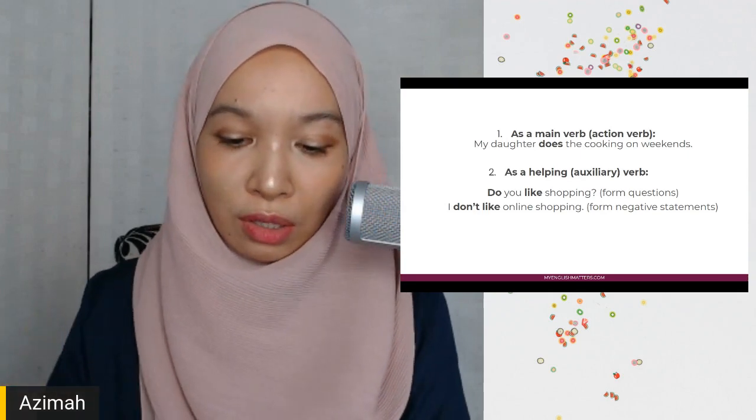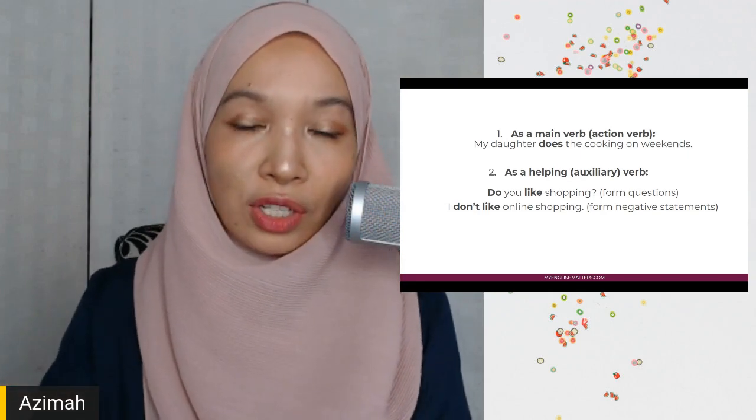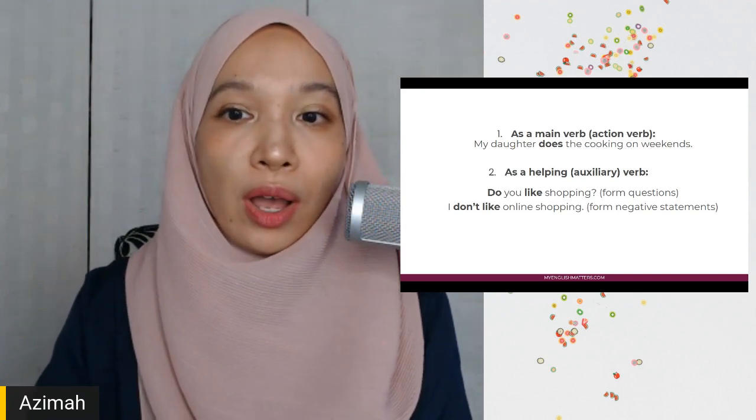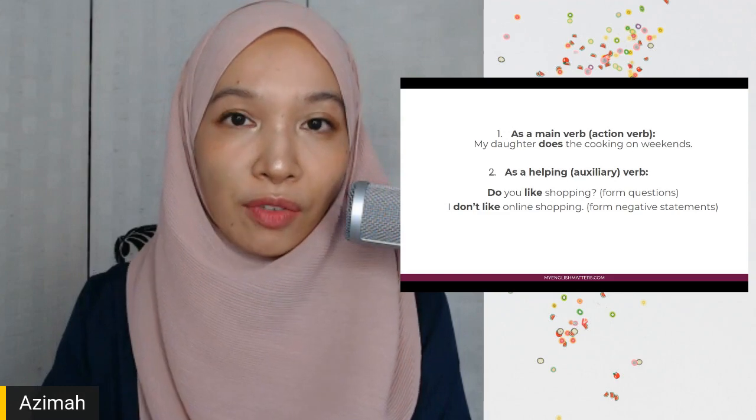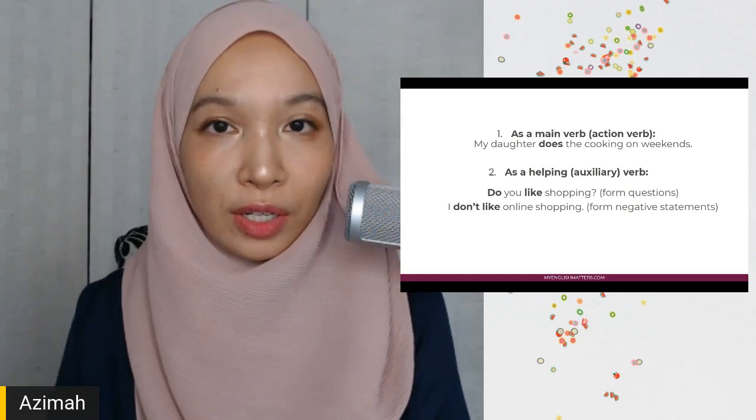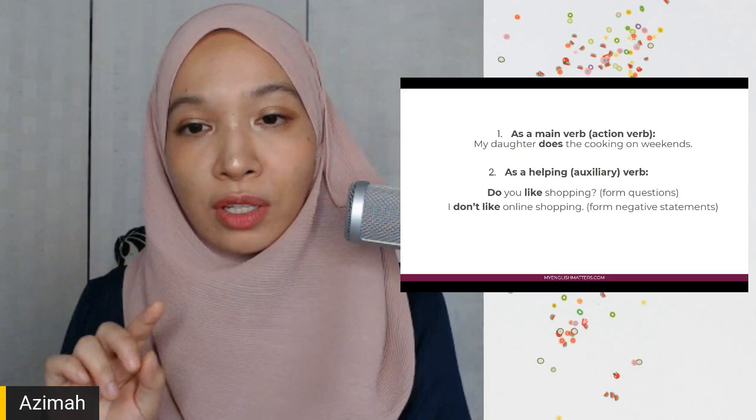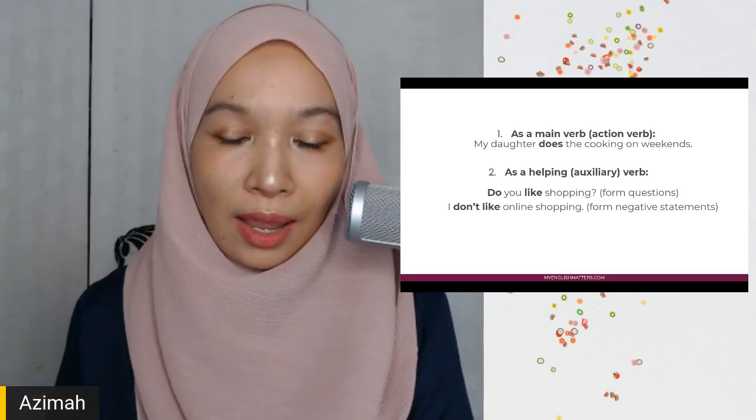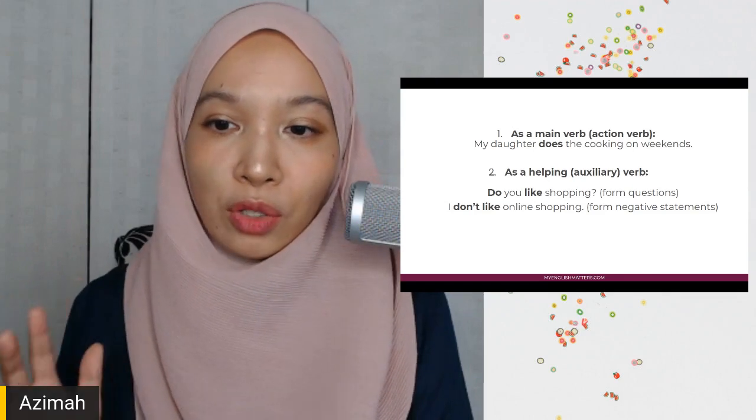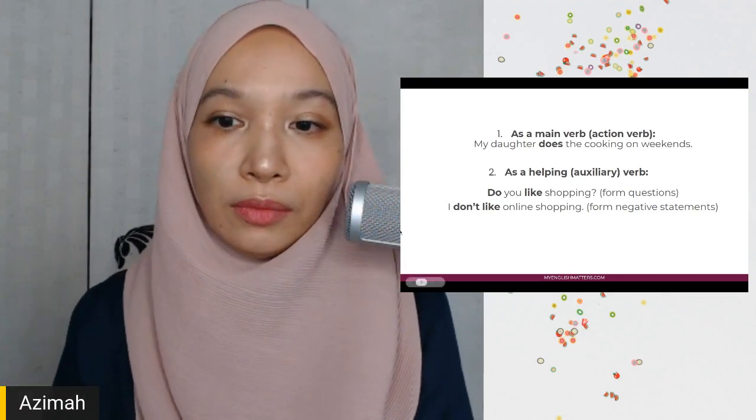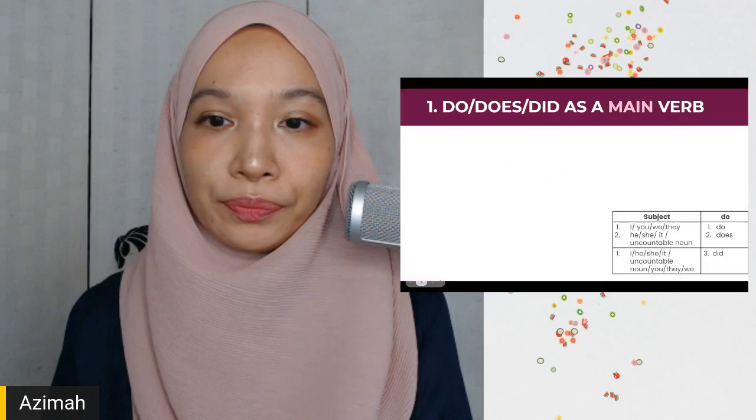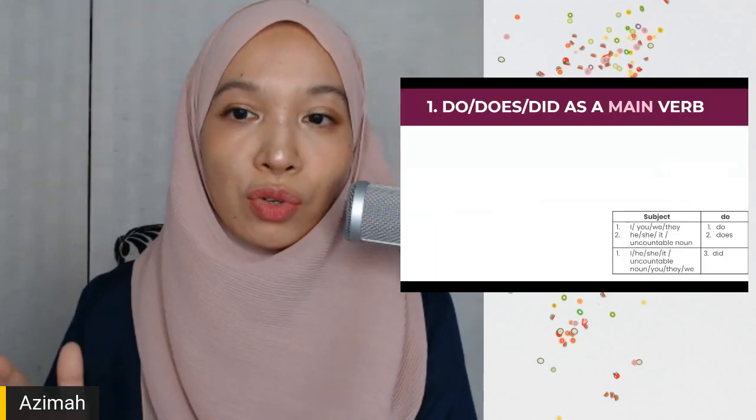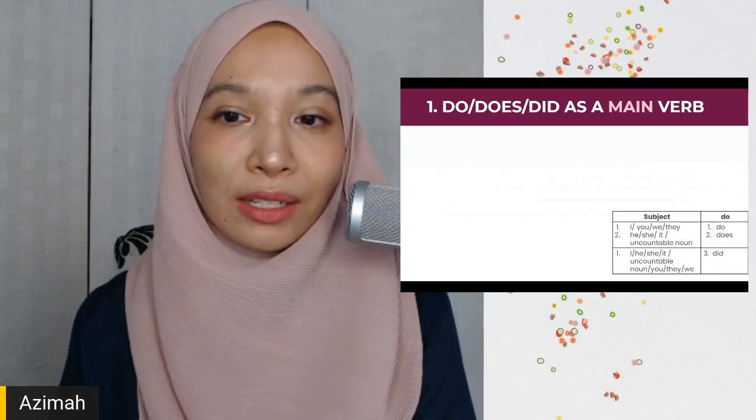So there are two functions. We've got do functioning as a main verb. As the main verb, that means it's the only verb there. Or it functions as a helping verb, so it helps another verb. So there's a confusion. Sometimes learners get confused with it, so pay attention and we'll break this down for you in detail, okay? All right. Okay. So let's take a look at do, does, and did as a main verb.